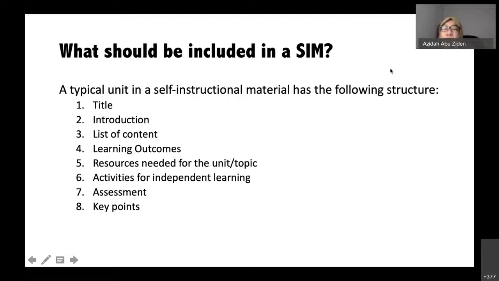Kalau nak slide boleh, tak salah. Slide saya boleh dikongsi nanti. Nanti saya bagi kepada Erna. Okay.